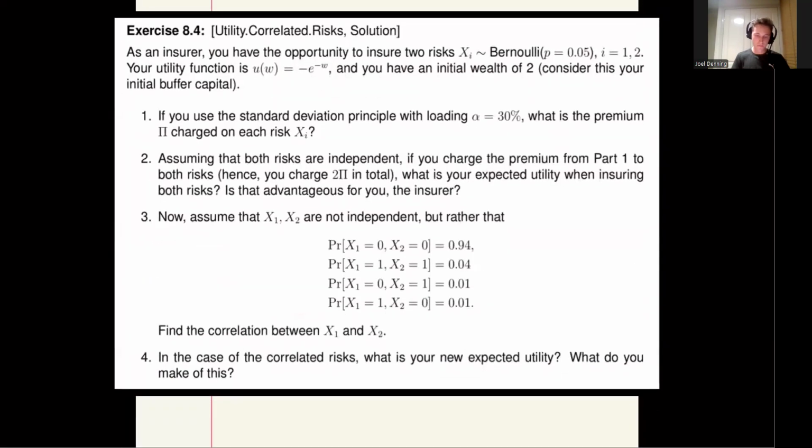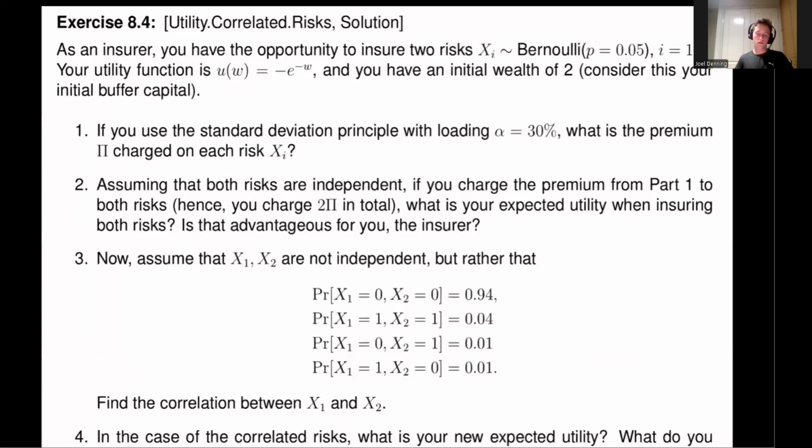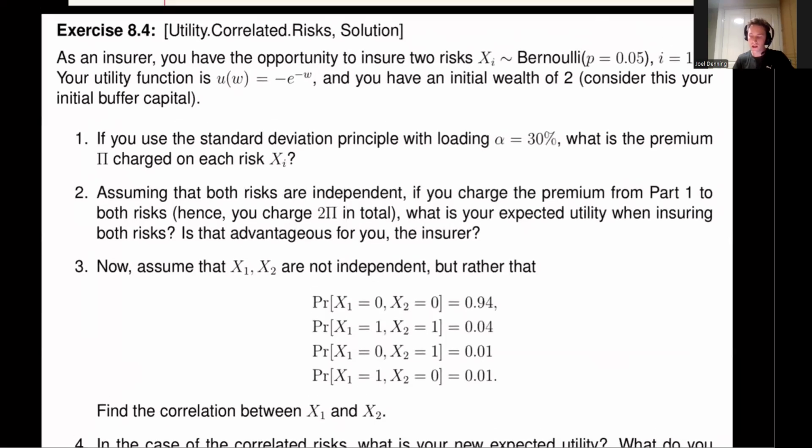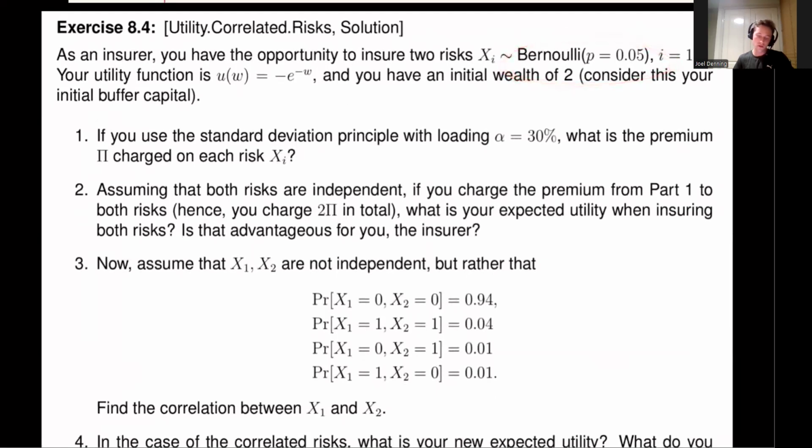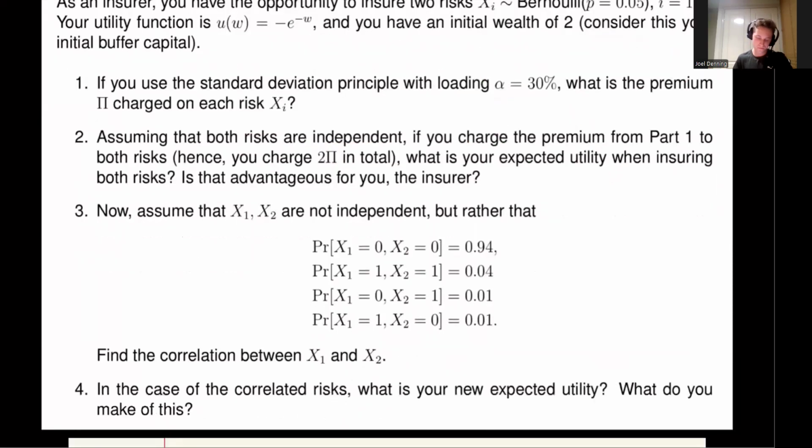Okay, so let's jump straight into it. All right, so question 4. As an insurer, we have the opportunity to insure two risks, X1 and X2, that have identical distribution. We're given this exponential utility function and this initial wealth of 2. So part A is asking us to use the standard deviation principle with 30% loading and calculate the premium pi charged on each risk individually.